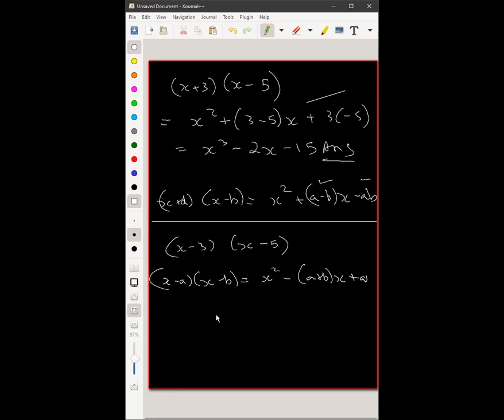So now I replace it with this minus 3 and minus 5. So what will we get? X square minus of minus 3 plus 5 x plus minus 3 into 5, which will be x square minus 2. What is 3 plus 5? Plus 8.